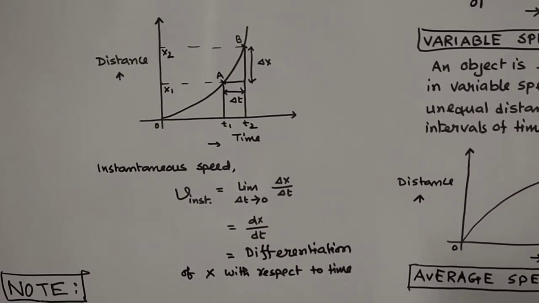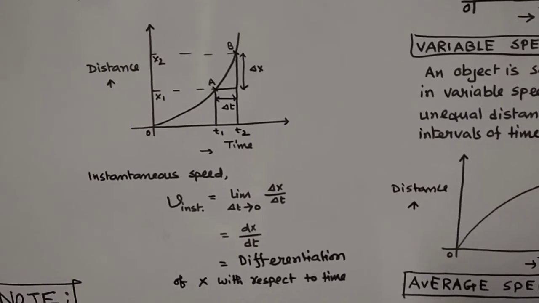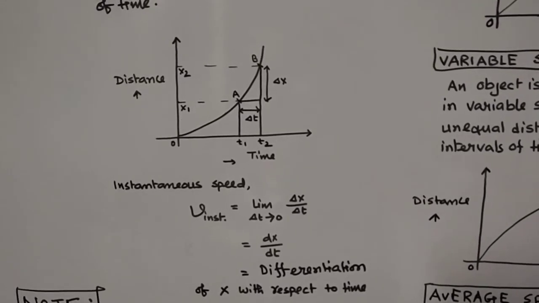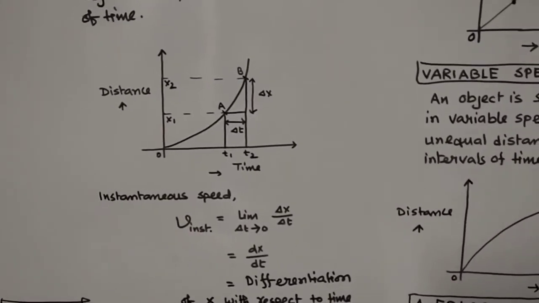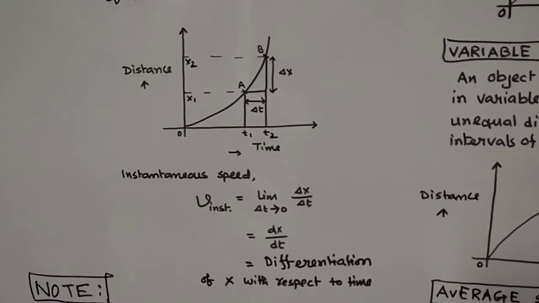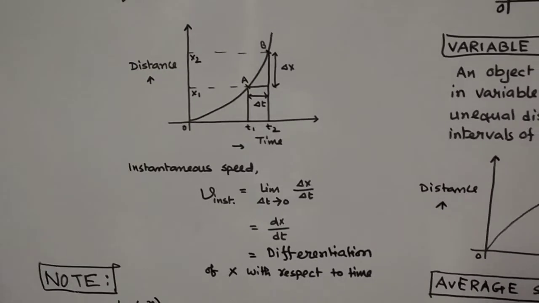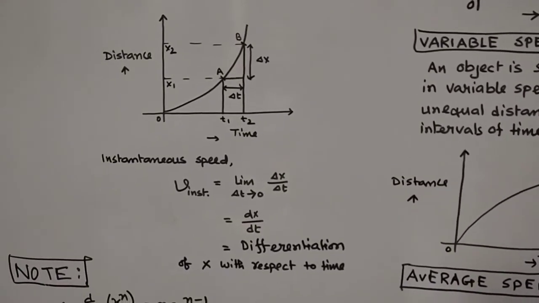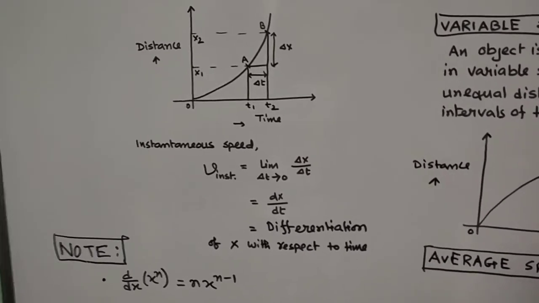So limit delta t tends to 0, delta x by delta t. Delta x and delta t, what does it mean? Delta is basically how we specify any physical quantity whose value is very small, and here the difference is very small. That's why we have symbolized it as delta x and delta t. So in the mathematics part, if somewhere you get limit delta t tends to 0 with delta t in the denominator, in the ratio delta x by delta t, then this whole thing you can write as dx by dt, and dx by dt is nothing but the differentiation of x with respect to time. Slowly we'll get into mathematics.